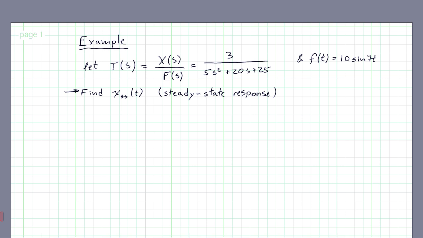We'll deal with it. Worst case scenario, that numerator could actually be a polynomial in and of itself, so it could be 3s plus 1, for example, and that would be even more complex. So anyway, let's solve this. We've got to find the steady state displacement.